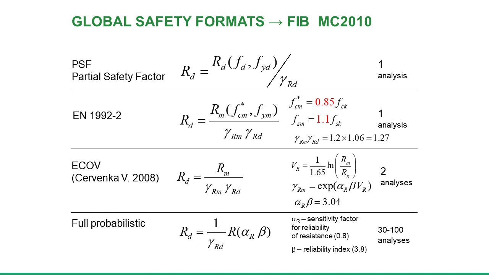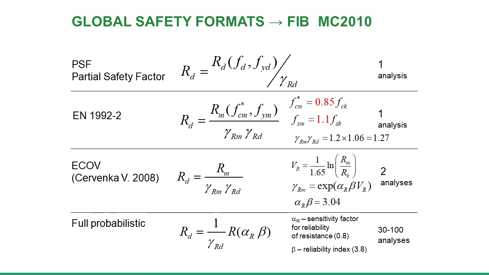Then the third method is the ECOV method, which was proposed recently by my colleagues in our company, where we make two analyses. One analysis uses mean parameters and one uses characteristic values. Then we can estimate the global safety factor using the standard assumptions of the code, the reliability, and so on. But this approach requires two analyses with mean and characteristic values.